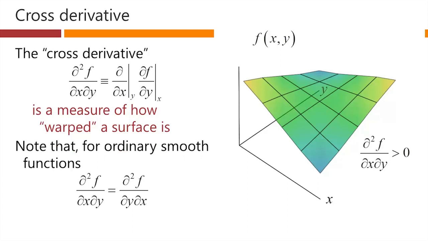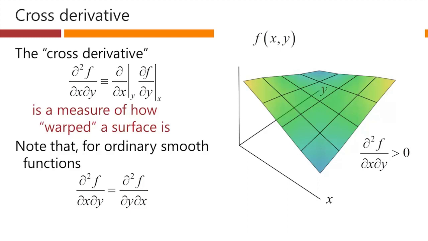Note incidentally that for ordinary smooth functions, it doesn't matter which order you do this in. And I'm not going to prove that to you, but if you think about what's going on with calculating these various cross derivatives based on the values of the functions at points, you can actually prove that these are the same thing.